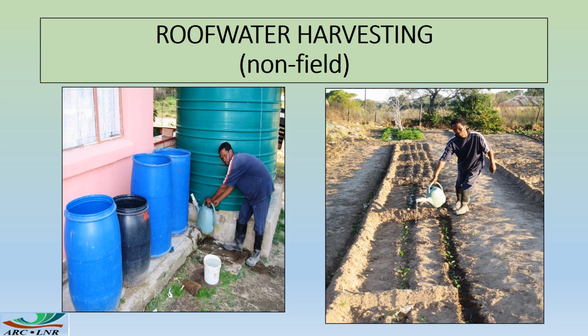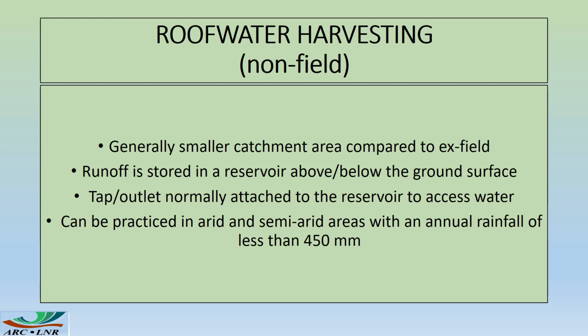This is just a few photos to show you the roof water harvesting, where the man on the left hand side is collecting the water in a water can and then taking it, on your right hand side, to the field, to the crops for supplementary irrigation. The roof water harvesting is generally a smaller catchment area compared to the exfield, for instance. The runoff is stored in a reservoir or a tank above or below the ground surface. You get a tap where this water is accessed and can be protected.